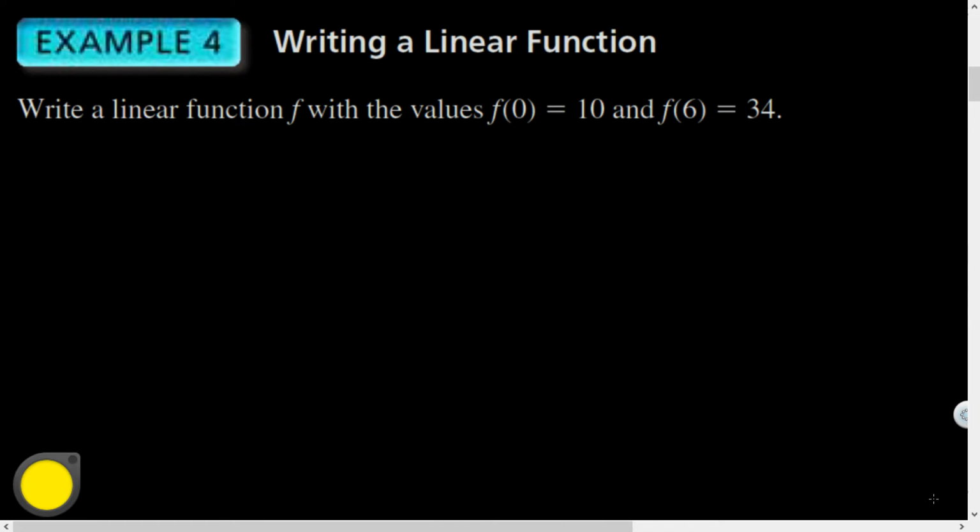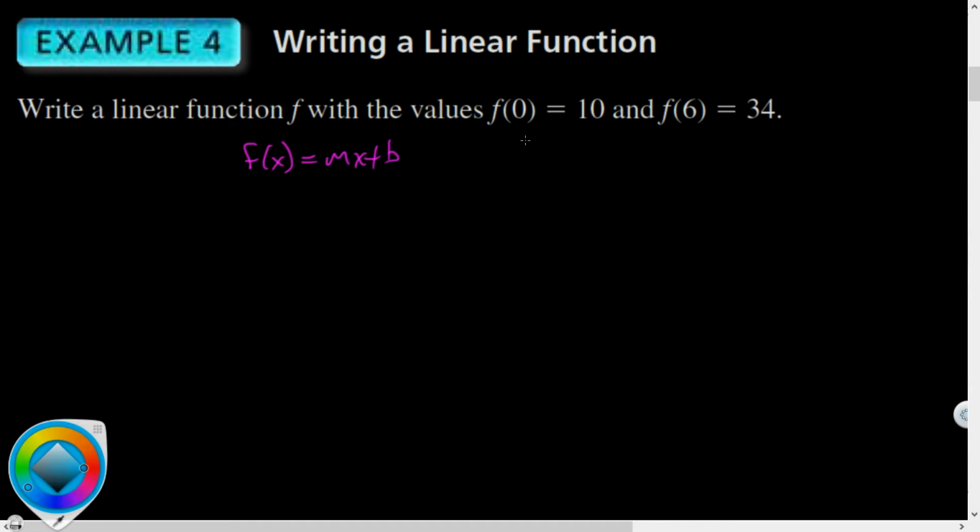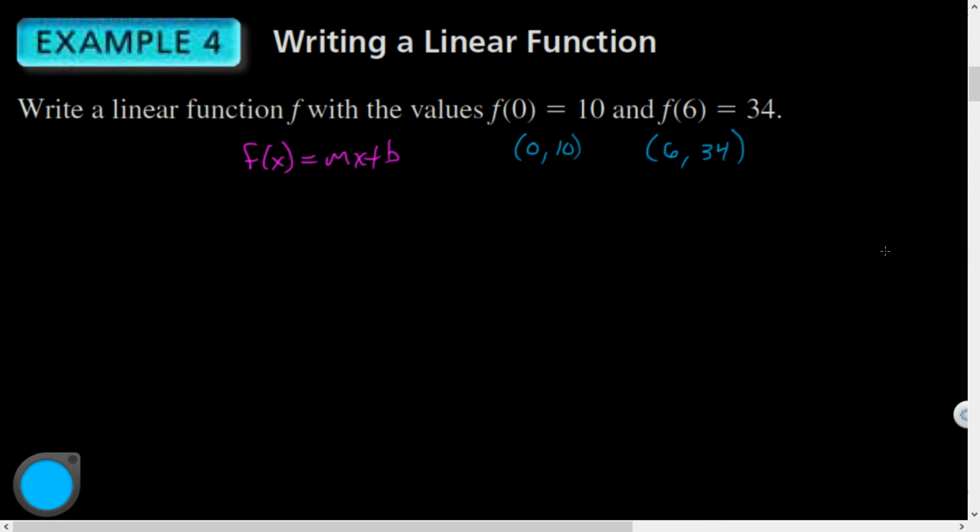All right. It says write a linear function f. So instead of y equals mx plus b, I'm going to have f of x equals mx plus b. That's okay. With the values f of 0 equals 10, which I want to point out, what that means is when x is 0, y was 10, and f of 6 equals 34. So that means when x was 6, y was 34.